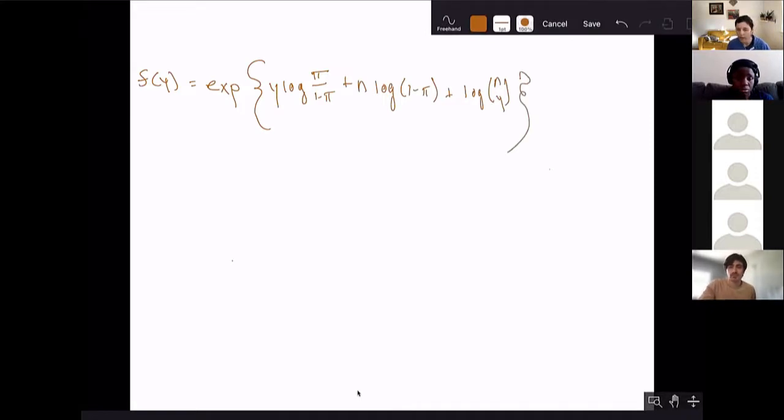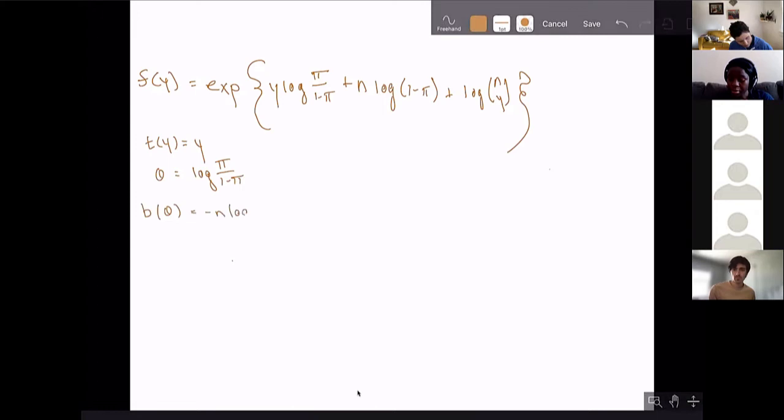So what's your t of y then? It's y. Okay. So your t of y is equal to y. And what about your theta? Log of pi over 1 minus pi. Okay. And your b of theta? Negative n log of 1 minus pi. So this all looks pretty good to me.